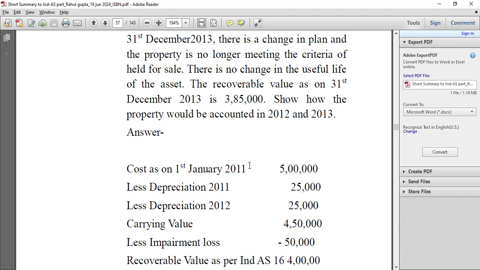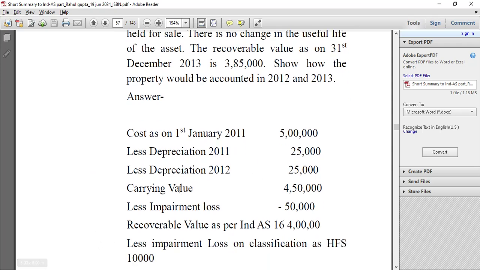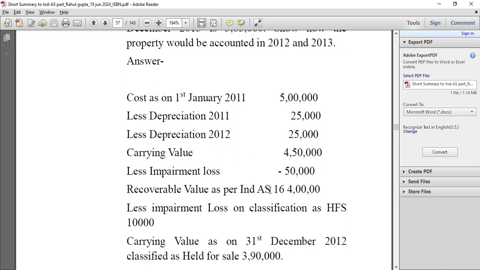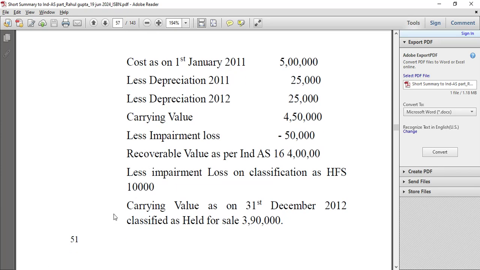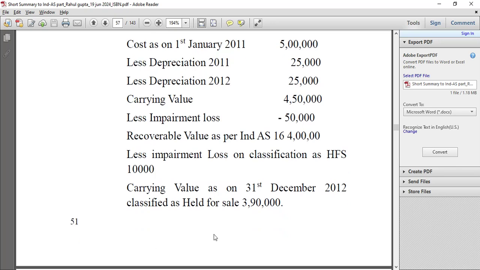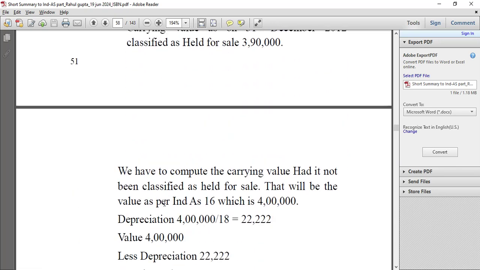Cost as on 1st January 2011, 5 lakh. Less depreciation 2011, 25,000. Less depreciation 2012, 25,000. Carrying value 4 lakh 50,000. Less impairment loss 50,000. Recoverable value as per Ind AS 4 lakh. Less impairment loss as classification of HFS 10,000. Carrying value as on 31st December 2012 as held for sale 3 lakh 90,000.